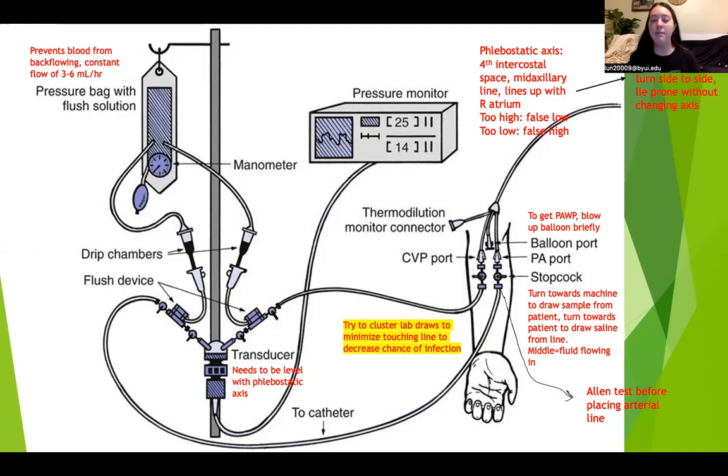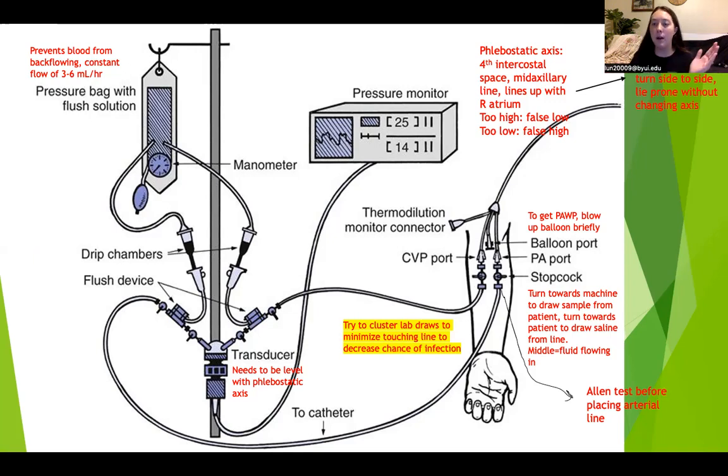Okay. And so if you're not lined up and it's too high, you'll get a false low. And if it's positioned too low, you'll get a false high for your readings. So this transducer needs to be in line with that phlebostatic axis. A lot of times the phlebostatic axis will be marked with a Sharpie. And to get it exactly level, you can use a carpenter's level with the bubble in the middle, to get it perfectly in line.